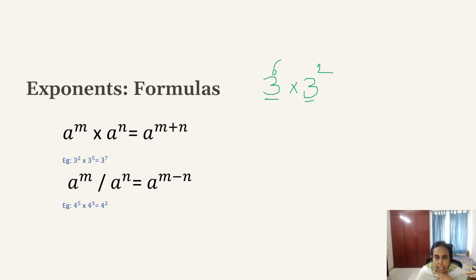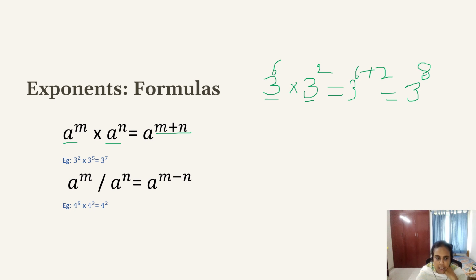See, if the bases are equal, this is the formula: if the bases are equal, then the powers can be added. Understood? Now in 3 to the power of 6, the base is 3, and in 3 square the base is 3. So both bases are equal, so I can add the powers. That means 3 to the power of 6 plus 2. So what will I get? Finally, 3 to the power of 8.